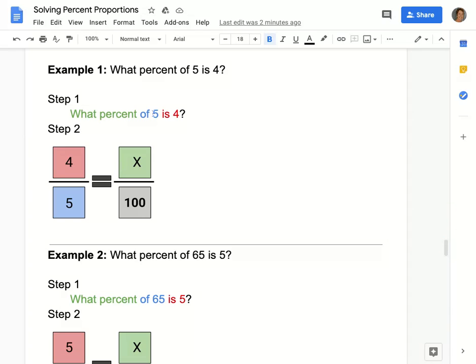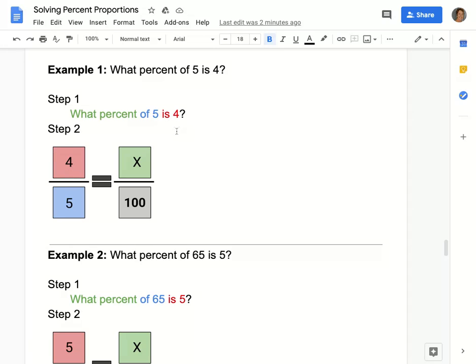So example 1, what percent of 5 is 4? So step 1, in the previous video, we identified the part, which is 4, the whole, which is 5, and what percent is the percent. And so step 2, we just take those parts that we identified and stick them in these boxes here.